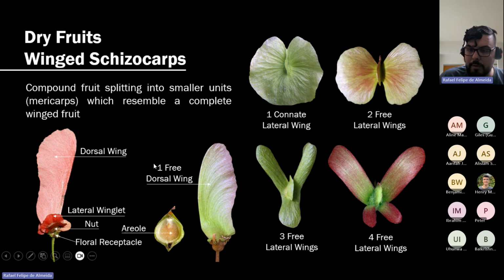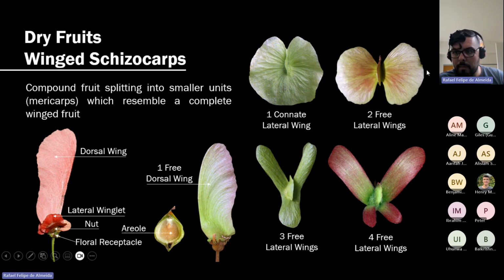And the winged fruits in Malpighiaceae might show different types or numbers of wings. So here it can be one free dorsal wing like this one, or instead of the dorsal wing more developed, you might have the lateral wings more developed. So here you see tiny dorsal wings and huge lateral wings. So you can have one connate or bilobed single lateral wing, or two free lateral wings, which is actually only this without the fusion, the connation of this part.